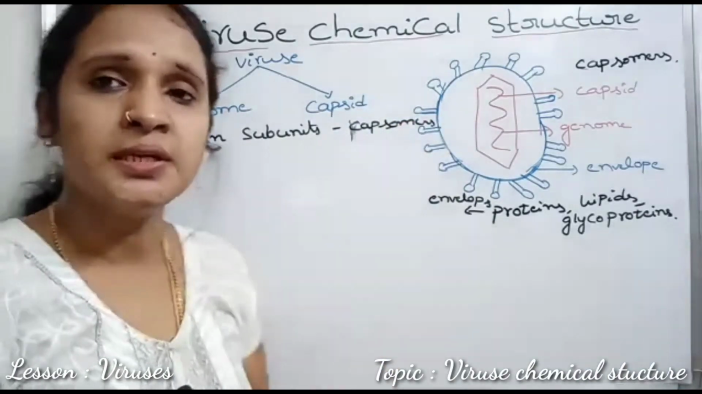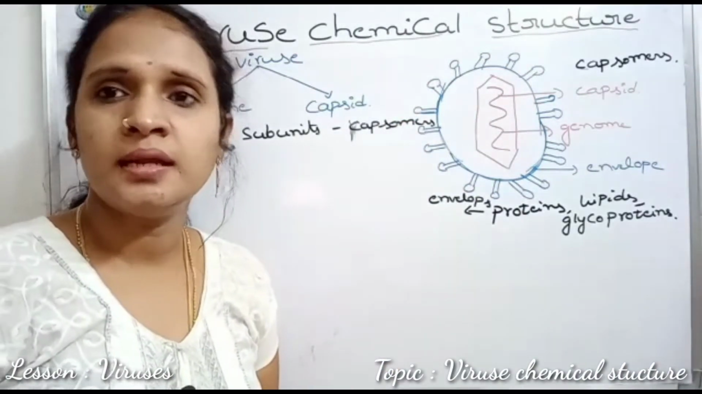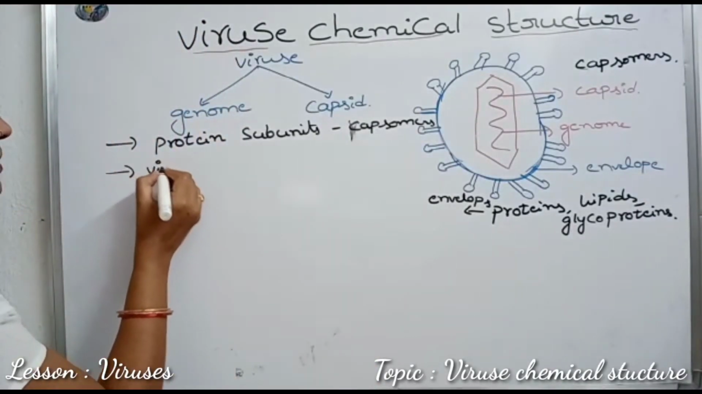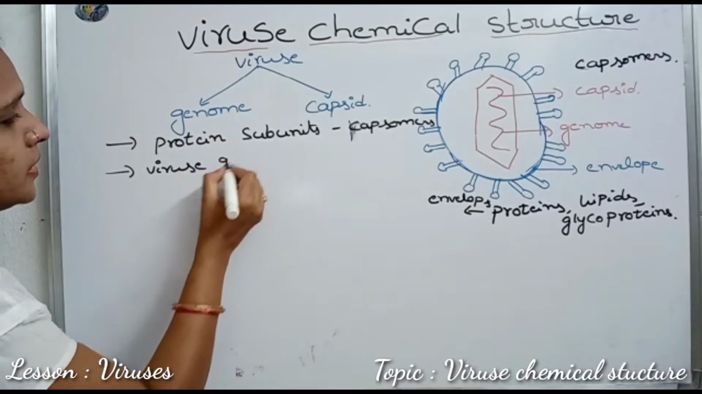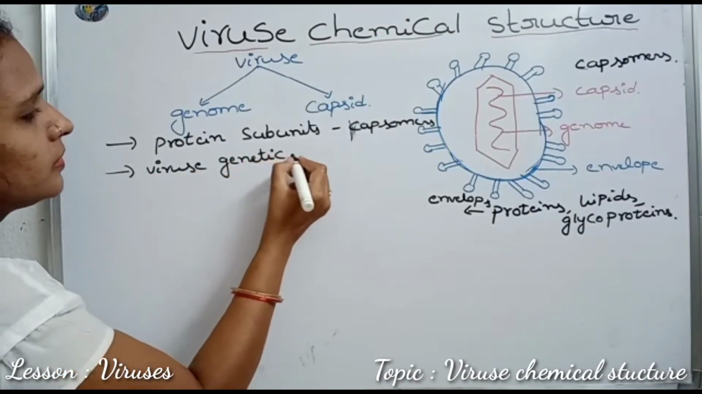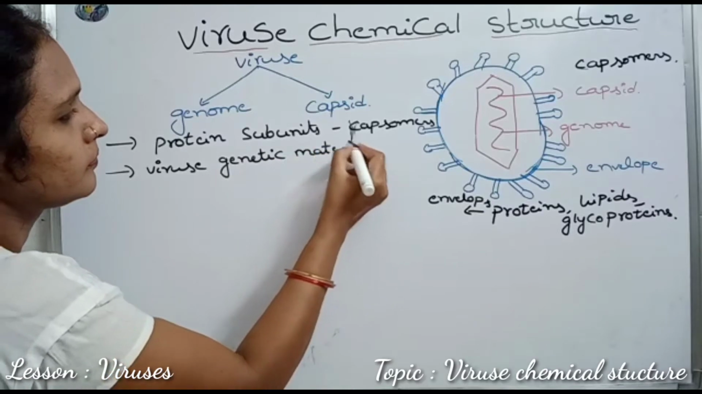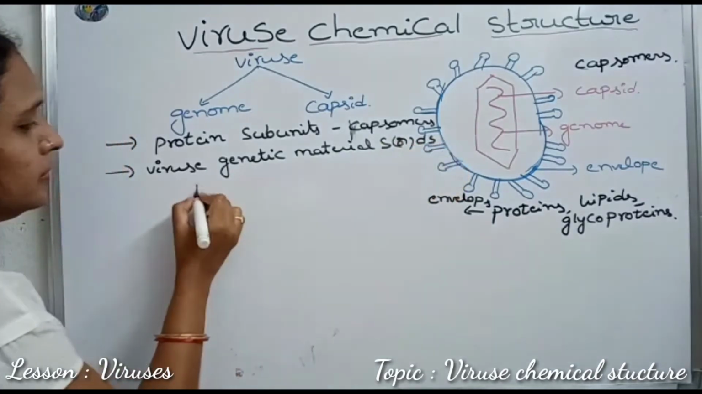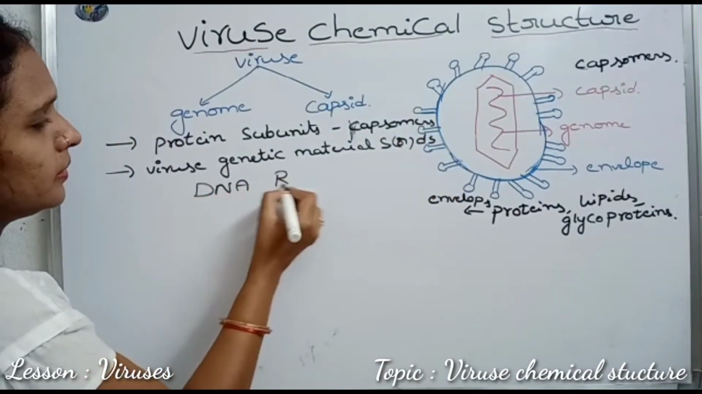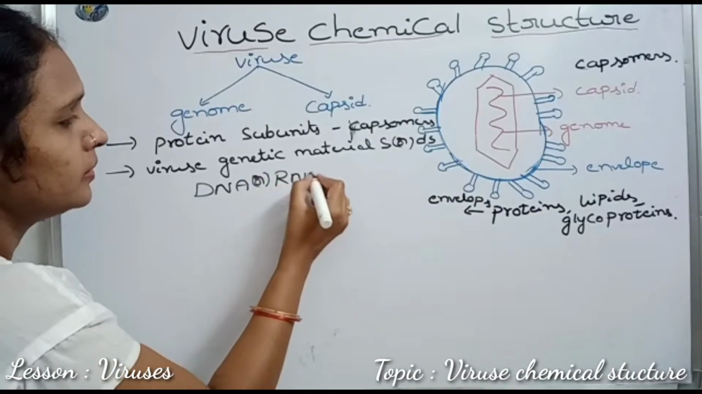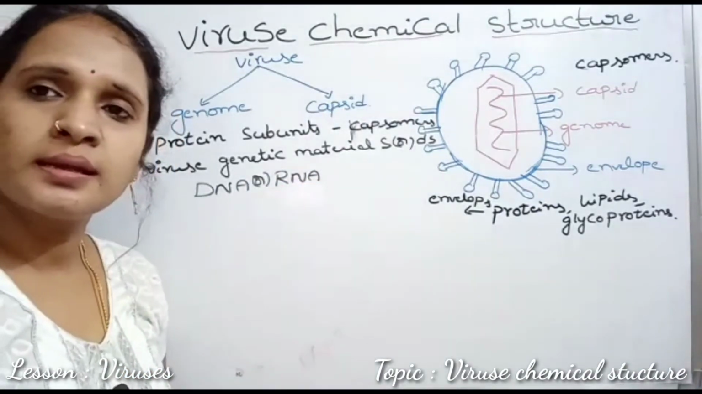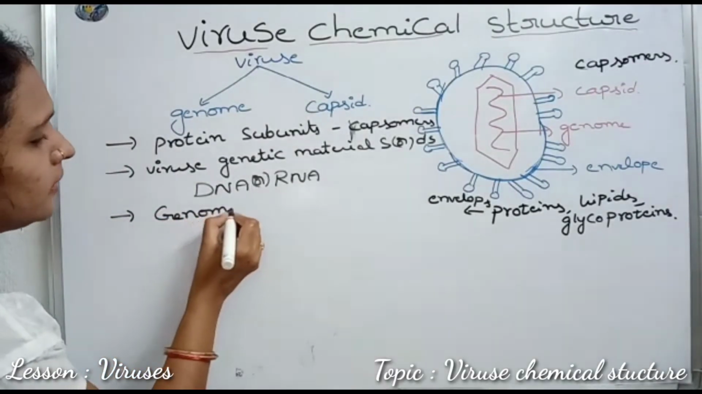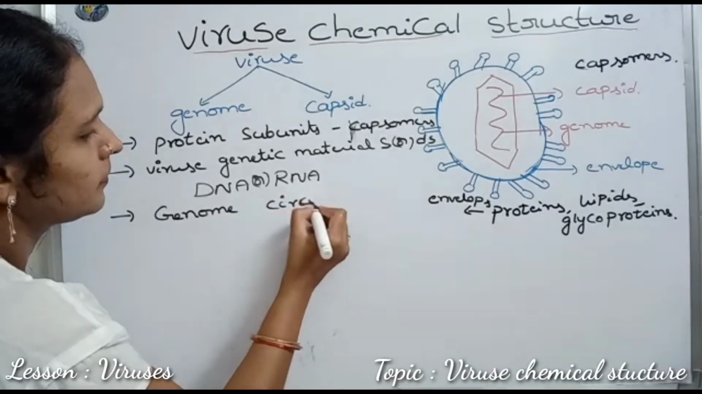Generally, virus genetic information, that means the genome, is either single stranded or double stranded DNA or RNA. The genome is either circular or linear.